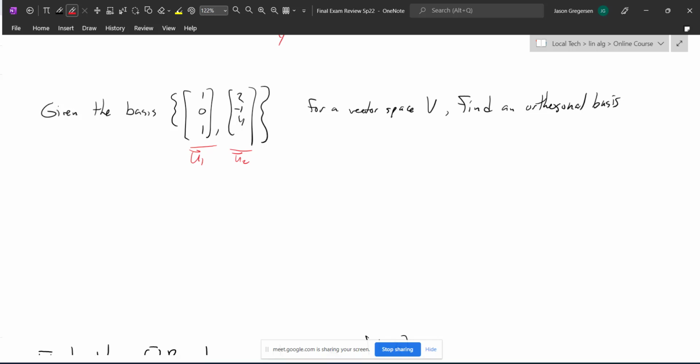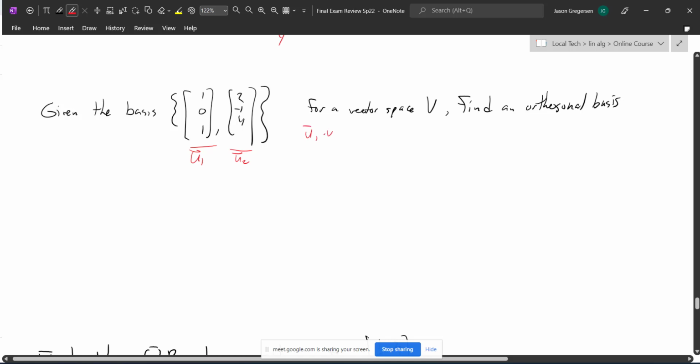Absolutely, the dot product. So I could calculate U1 dotted with U2, I would get 2 plus 0 plus 4, 6. So these two vectors are not orthogonal. So now I'm going to do my Gram-Schmidt process to create an orthogonal basis.